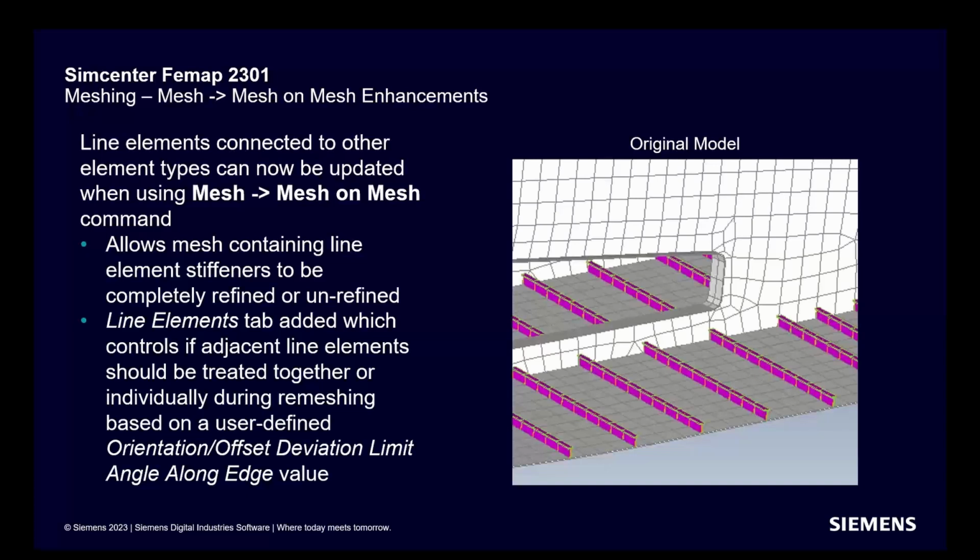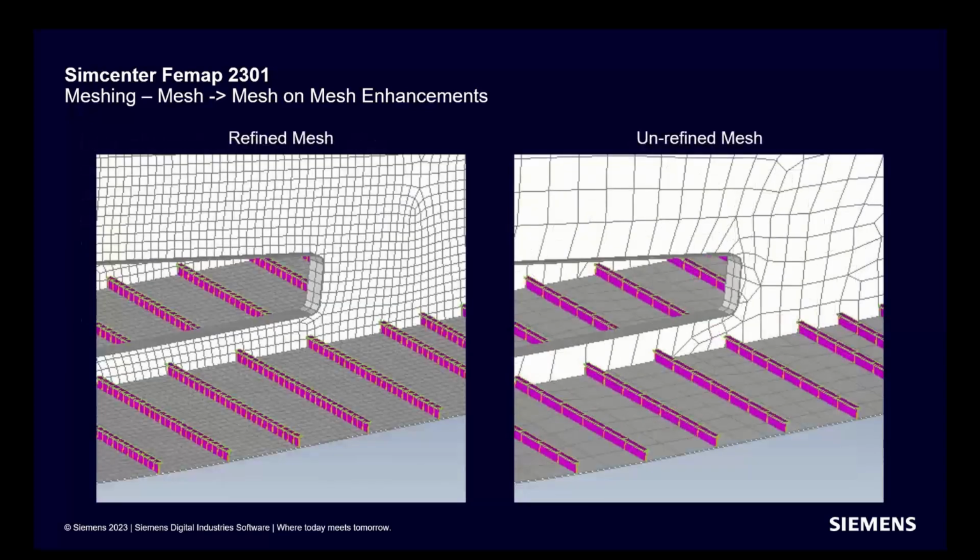All right, another feature that I can't say that I use a lot, but I could see how it'd be insanely satisfying if you do use this a lot. Basically, now if you use the mesh on mesh command, you can refine and unrefine beam elements that are also coincident with your original mesh. This is fairly self-explanatory, but you can see you can use it to refine and unrefine, which is actually pretty neat.